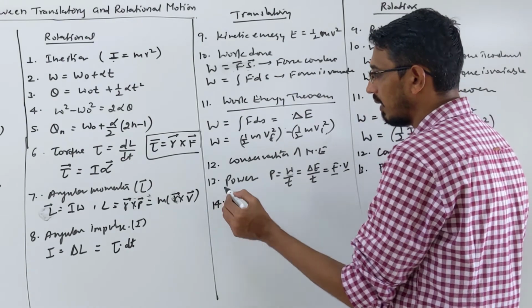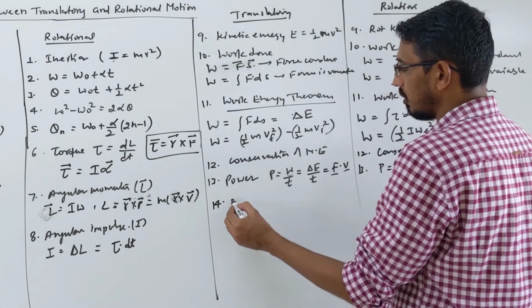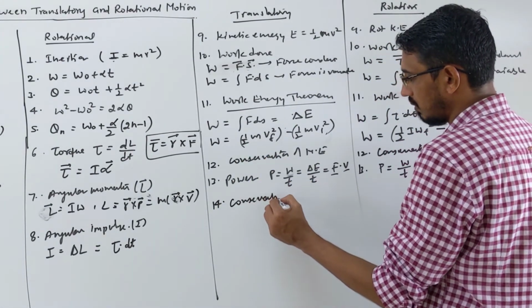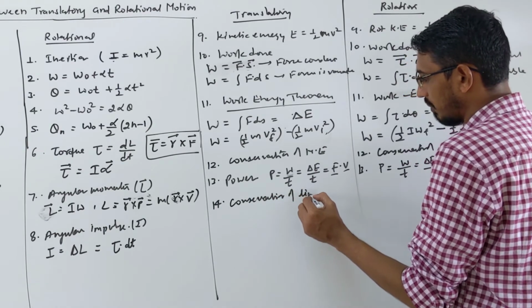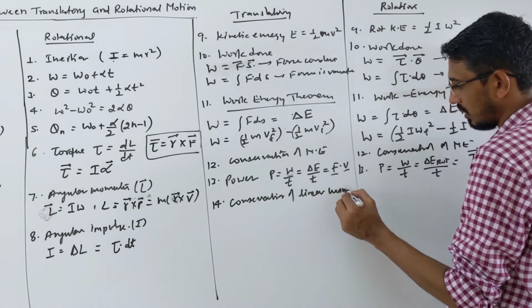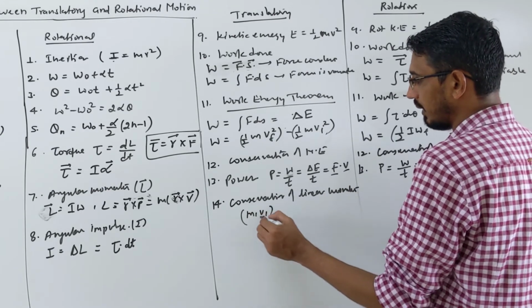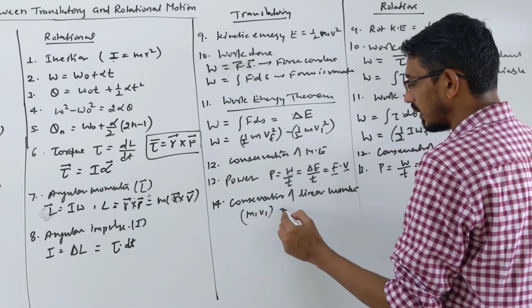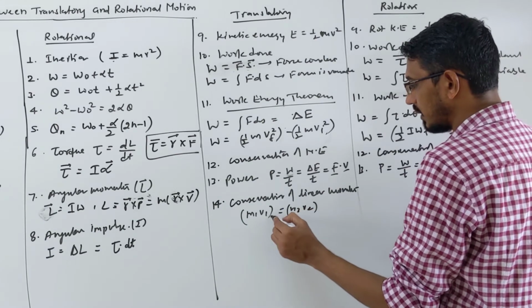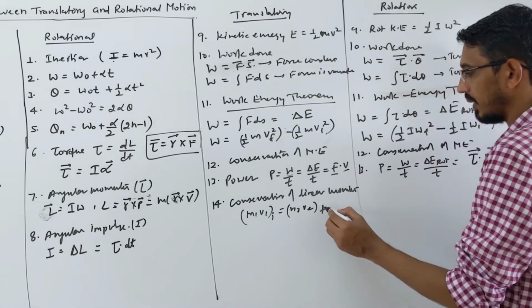After power, one thing I forgot here, when you talk about linear momentum, you apply the principle of conservation of momentum also. So here you apply what? Conservation of linear momentum. You say that m1 v1 is equal to m2 v2, meaning this is the initial, this is final, you can equate them, right?